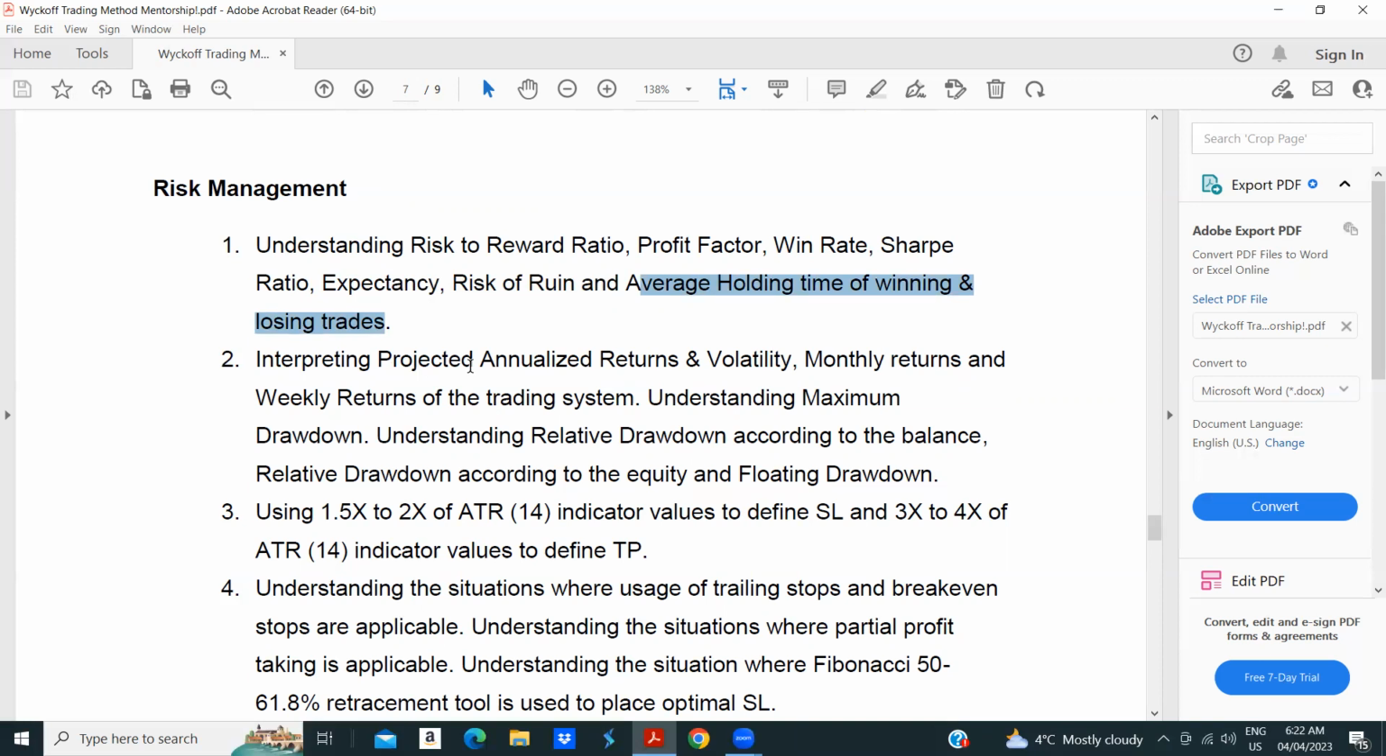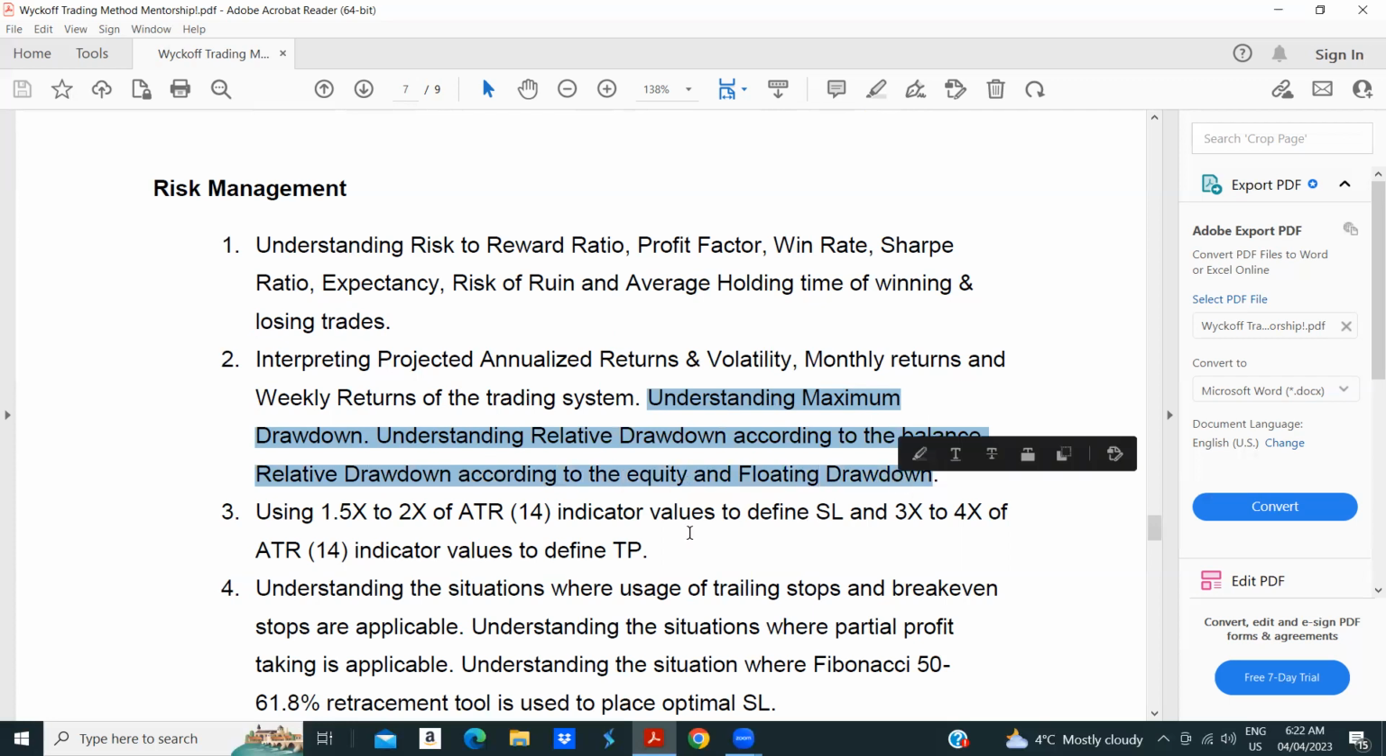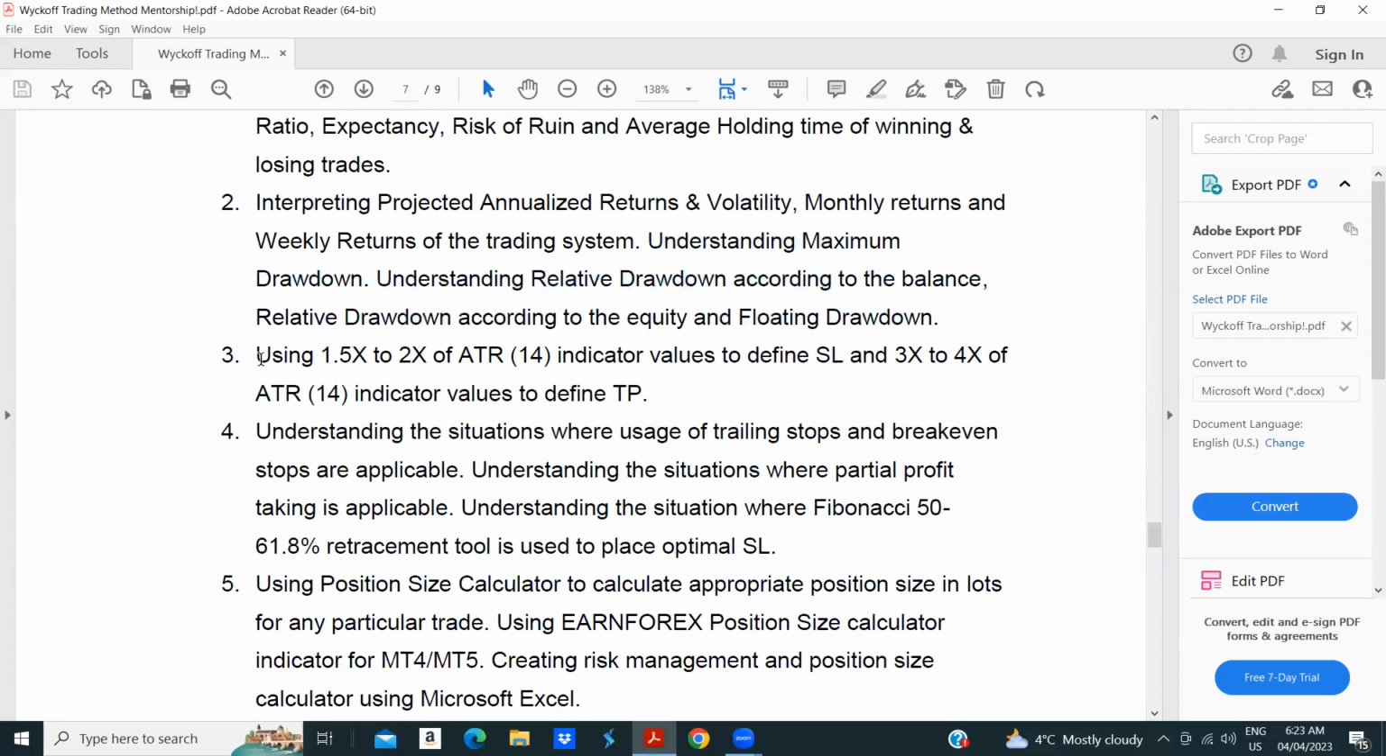And we will understand the maximum drawdown, the relative drawdown according to the balance, the relative drawdown according to the equity, and the floating drawdown. Then we're going to use the 1.5x to 2x ATR 14 technique to define the SL, and the 3x to 4x ATR 14 technique to define the TP. This is one of the ways to define and manage risk.